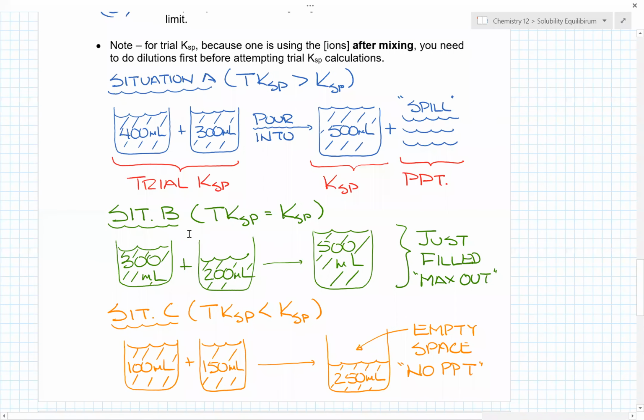Situation B, where the trial KSP is equal to KSP, is where the solution just maxes out on what the vessel can hold. This is what we call the solution is saturated, or just about to precipitate. So this is just filled out.